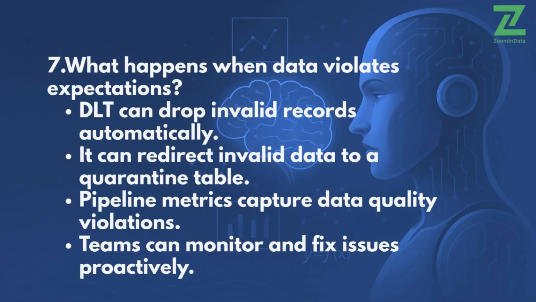What happens when data violates expectations? DLT can drop invalid records automatically. It can redirect invalid data to a quarantine table. Pipeline metrics capture data quality violations. Teams can monitor and fix issues proactively.